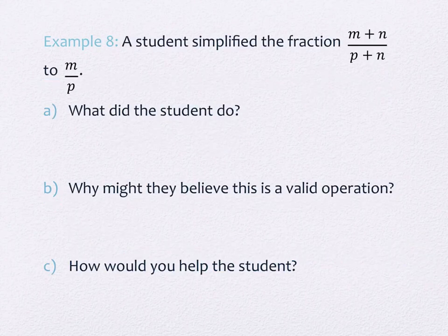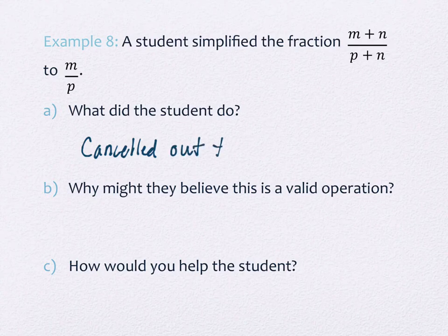A student simplifies the fraction m plus n over p plus n to m over p. So a few thoughts on this. First, what did the student do? They canceled out the plus n, you betcha. That is what they did. Okay?